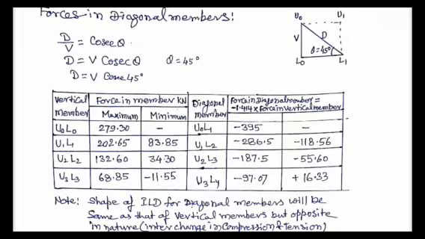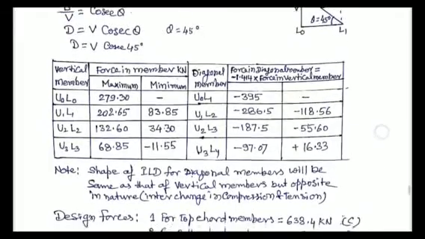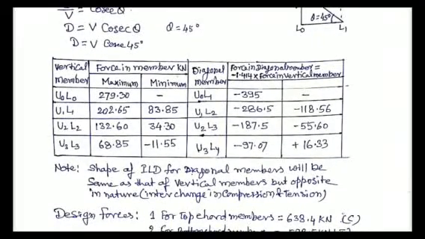So here the table is given for calculation of the loads. The vertical members are U0L0, U1L1, U2L2, U3L3, and the maximum and minimum forces are given. In U0L0 the maximum is 279.3, here minimum is nil, and in U1L1 the maximum force is 202.65 and minimum is 83.85, both of compressive nature. And in member U2L2, the maximum load is 132.6 kilonewton and minimum is 34.3 kilonewton, which is compressive nature.